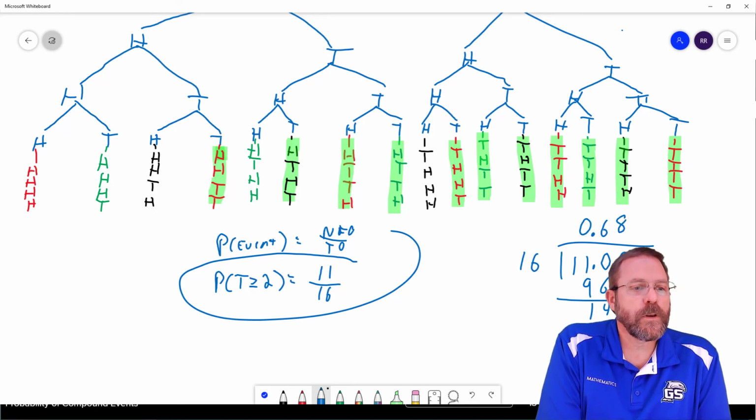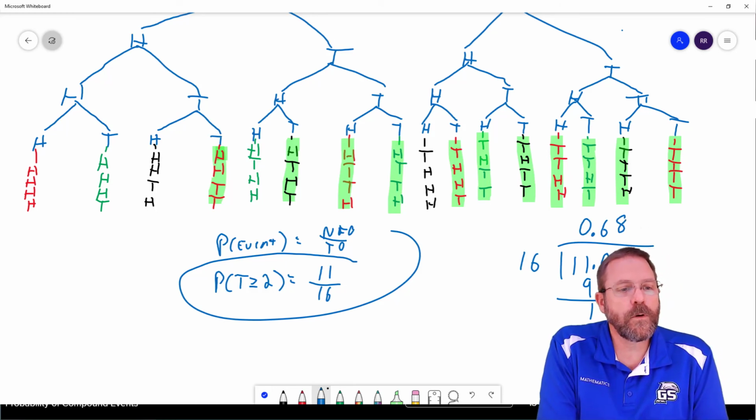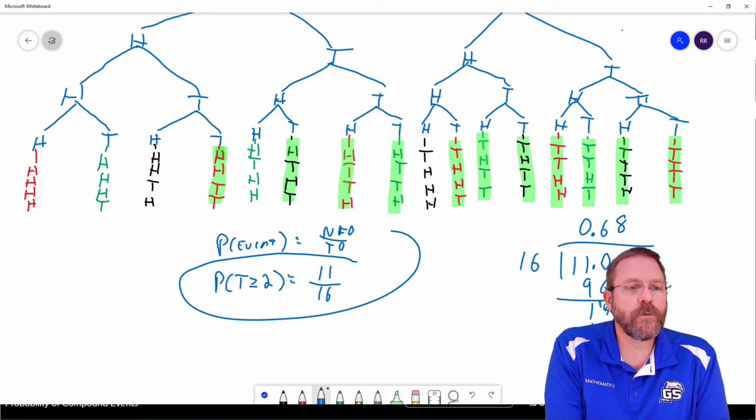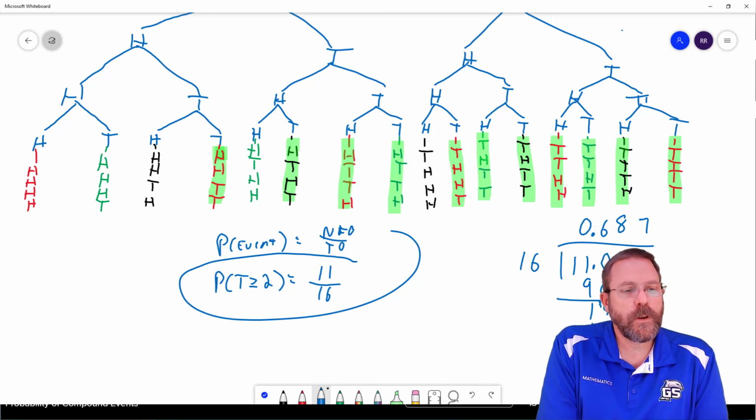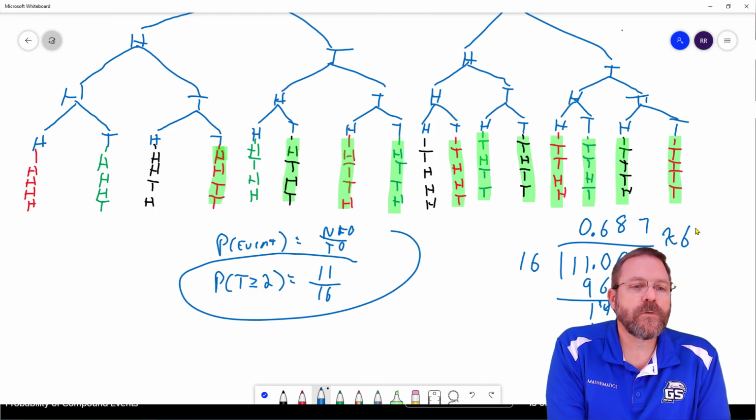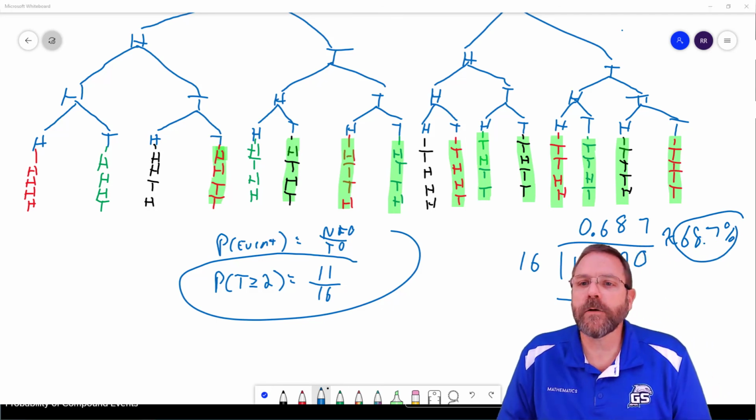8 times 6 is 48. 8 times 1 is 8, plus 4 is going to give me 12. And when I do my subtraction here, that's going to give me 12 left over. Annex in another 0 and bring it down. That one, I'm going to try a 7. 7 times 6 is 42. 7 times 1 is 7, plus 4 is 11. And that will end up giving me, when I do my borrowing here, 8 left over. That's going to be about 68.7% when we move our decimal 2 spaces to the right and add our percent sign.